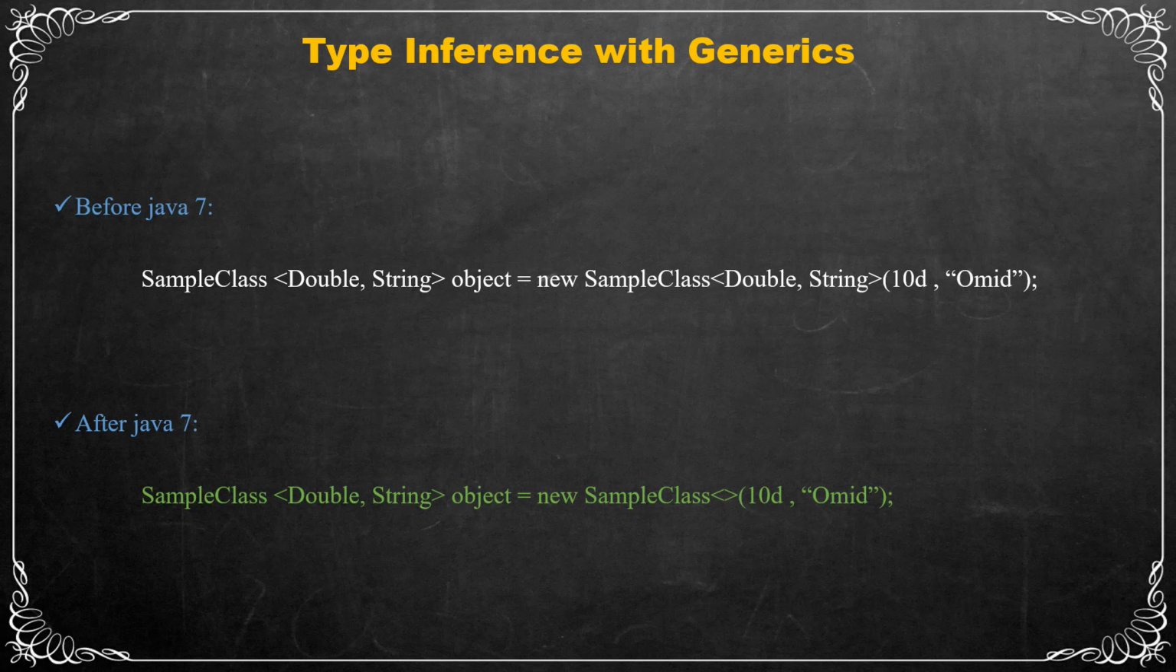The instance creation portion simply uses the diamond, which is an empty type argument list. It will tell the compiler to infer the type arguments needed by the constructor in the new expression. The principal advantage of this type inference syntax is that it shortens what are sometimes quite long declaration statements.